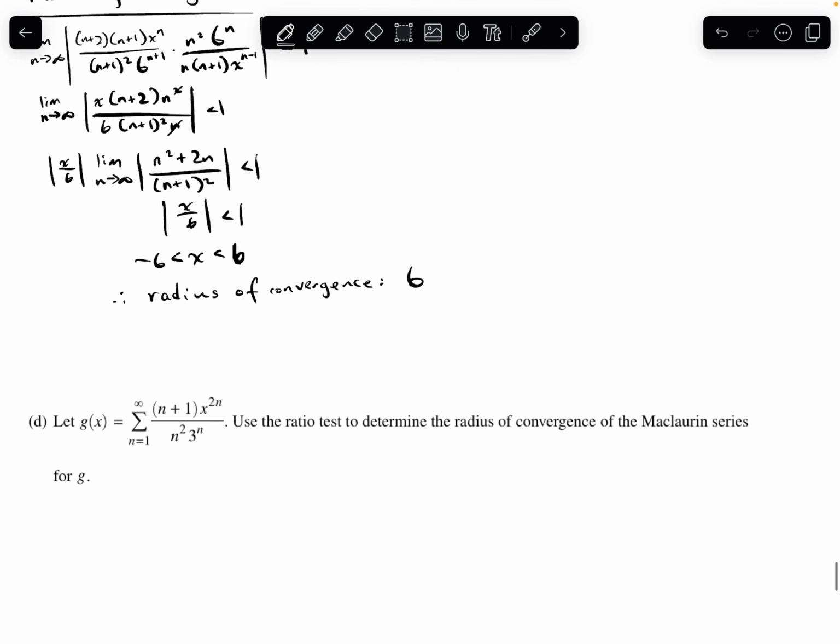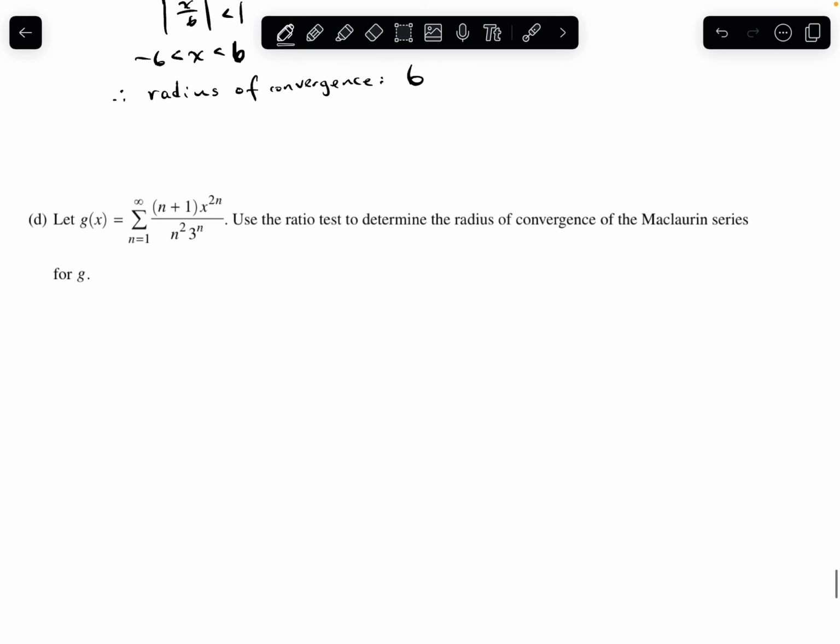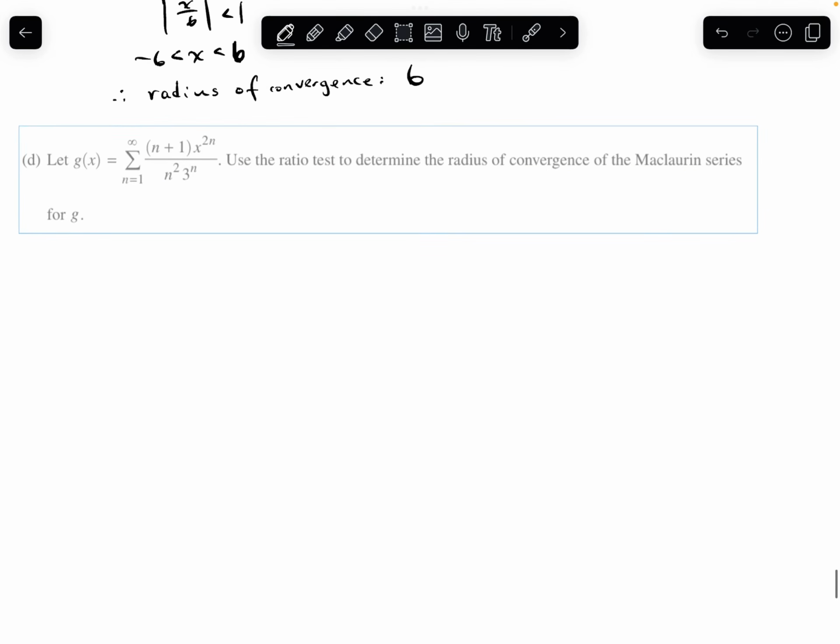All right, now let's look at part D. I'm going to move this up now since we have all the space we need. For part D, consider this function g of x and use the ratio test to determine the radius of convergence of the Maclaurin series. The fact that they specifically stated the ratio test leads me to believe that we may not have needed to actually do the ratio test for the previous one, but it's better to be safe than sorry.